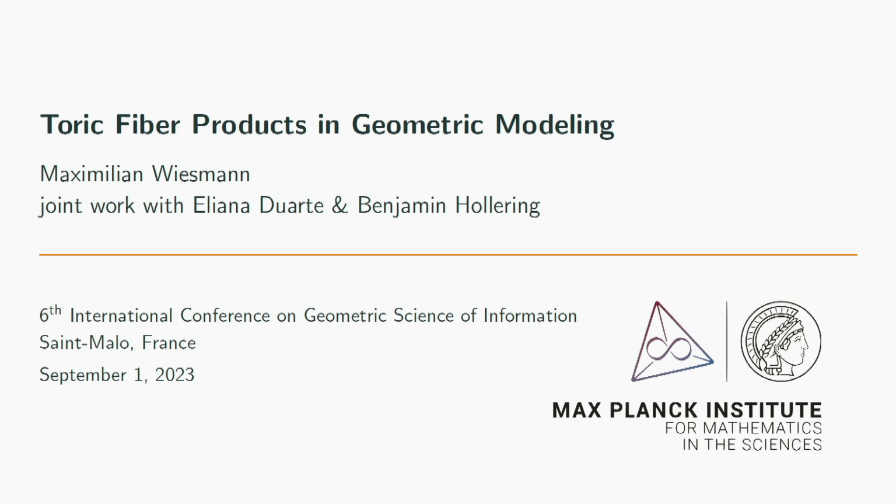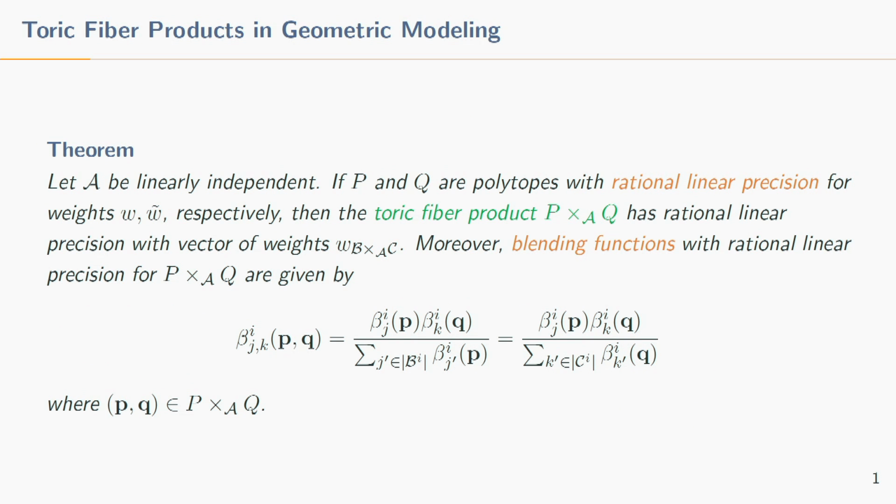So let me start right away with our main result, and then as we go through the talk, I will explain all the ingredients, and hopefully in the end we will all appreciate the result. Okay, so the theorem says we have two polytopes P and Q, and they satisfy a property called rational linear precision. This is an important property from geometric modeling, which I will explain later.